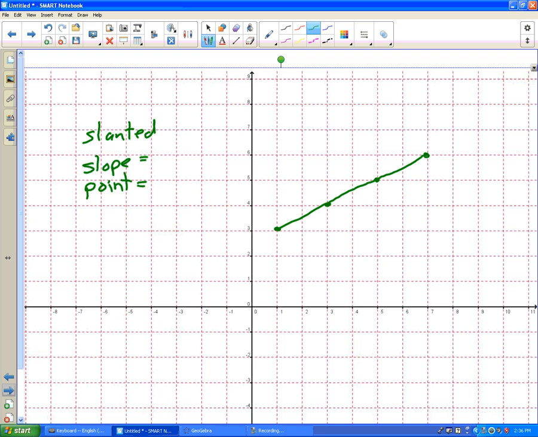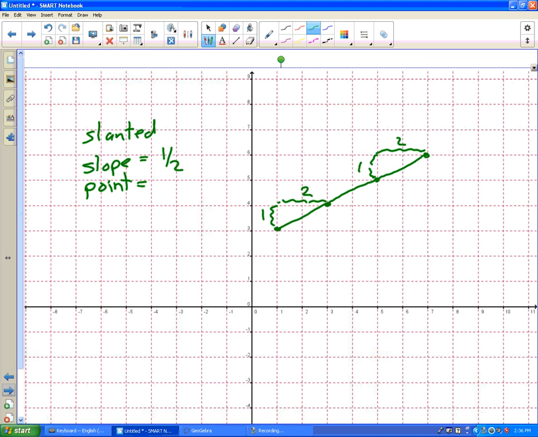To calculate our slope, we pick 2 points we can read off. Count up how high we went, 1. Count up how far over we moved, 2. Our slope is rise over run, so we went up 1, we went right 2. In this problem, my slope is 1/2. I could use any 2 points. I could use this point to here, and my slope is still 1/2.